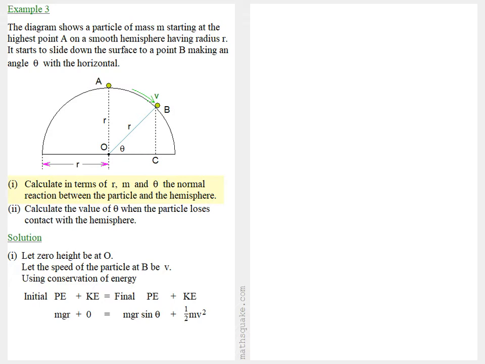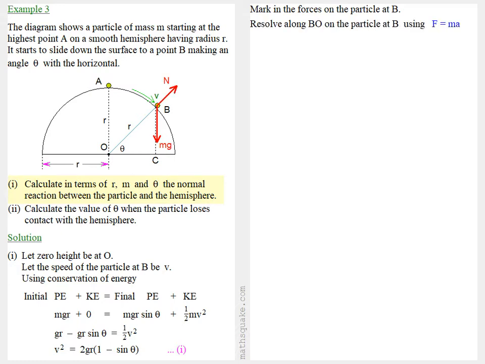Now we can divide all the way through by m, and that gives us gr minus gr sin theta equals a half v squared. And if we double both sides, v squared equals 2gr into 1 minus sin theta. Now we can mark in the forces on the particle at B. There's the weight mg that acts vertically downwards, and the normal reaction which is in the direction of the line OB.